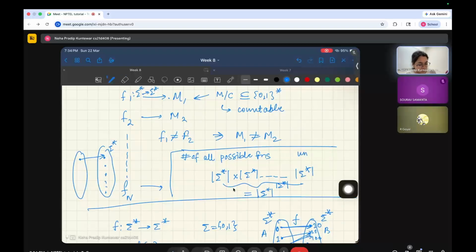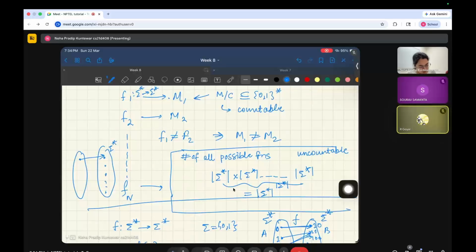So, yeah, will it be 2 raised to the power? No, no. Sigma is 2 raised to the power sigma star. Right. Yes. Thanks. So therefore there exist functions that are not computable by total Turing machines, by deciders.